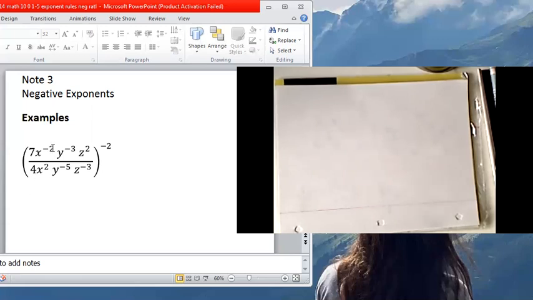Simplify the inside. This x goes down. These y's, this one goes down, that one goes up. This z goes up. Simplify the inside. Flips upside down, gets rid of the negative. And then the 2 goes in to the pieces that are in there.